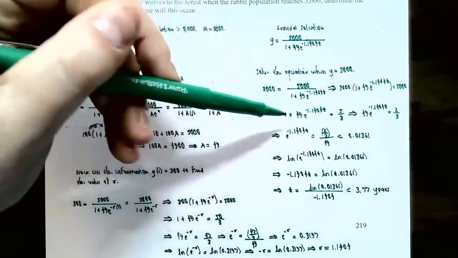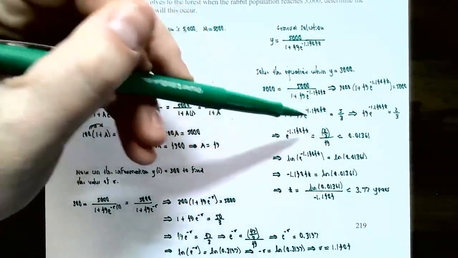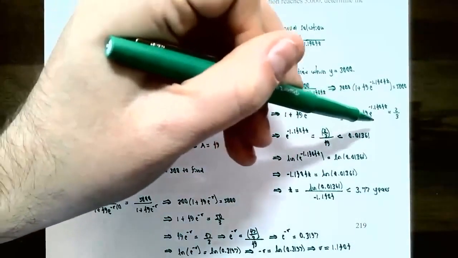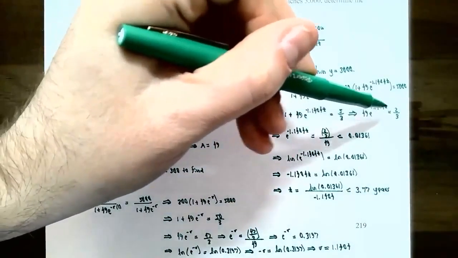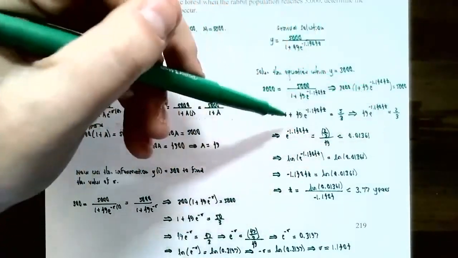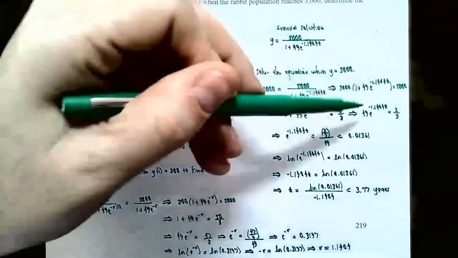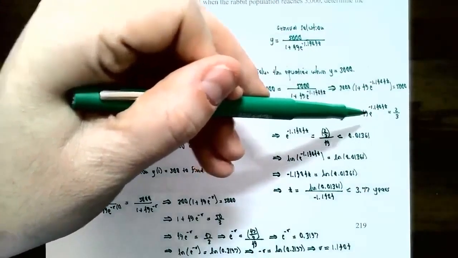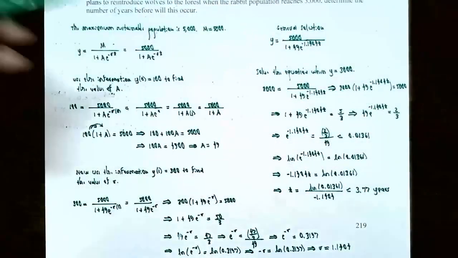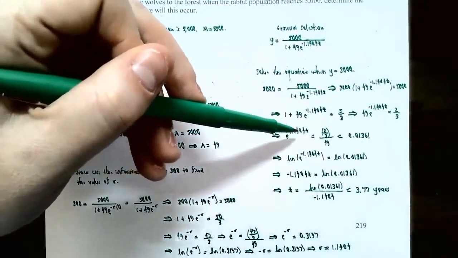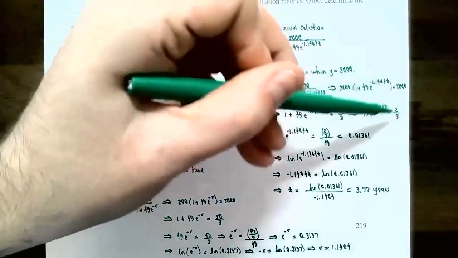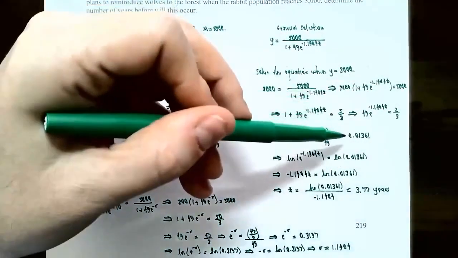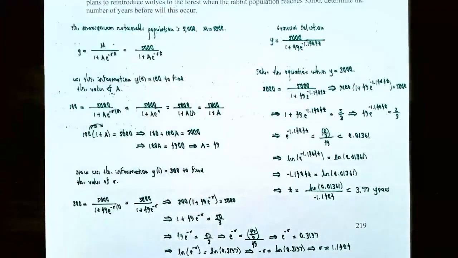Subtract 1 on both sides of the equation so you can isolate the exponential expression by itself. So you have 49 e to the negative 1.1404 t is equal to 5 thirds minus 1, which is 2 thirds. And now divide both sides of the equation by 49 to get e to the power by itself. So e to the negative 1.1404 t equals 2 thirds divided by 49, which is approximately 0.01361.